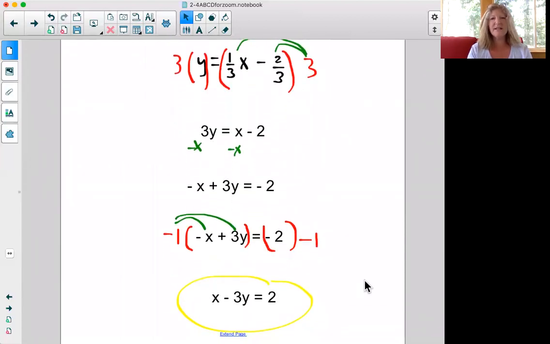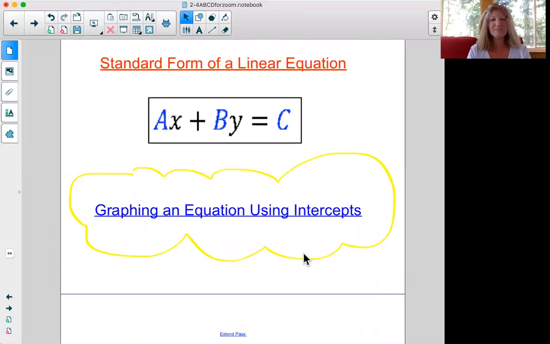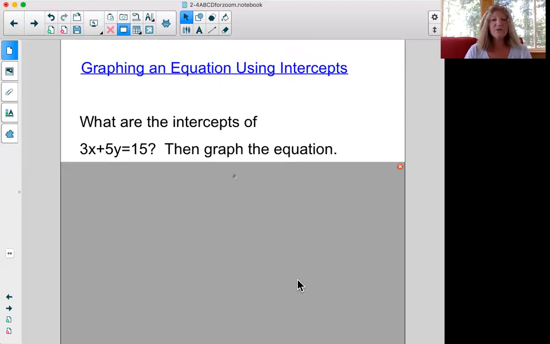Their graphs will be identical. They represent the same line, just in different forms. Now I want to show you one of the benefits of standard form. If you're given the standard form of a line, you can graph it easily by using the x and y intercepts. Now, if you're going to use the intercepts to graph, you have to remember that in order to sketch a graph of a line, you only need to know 2 points.